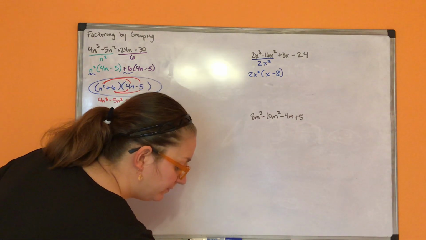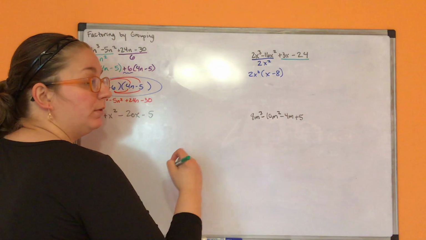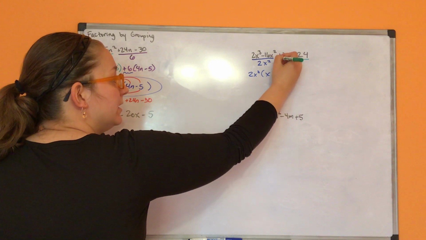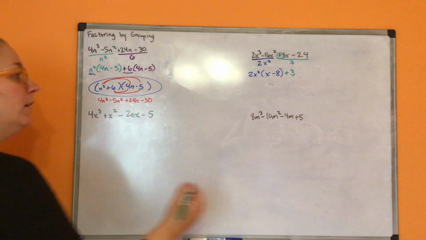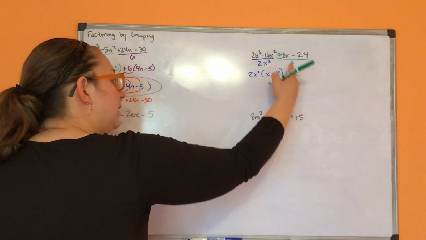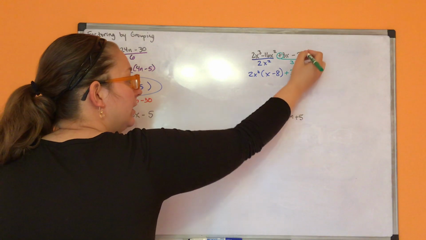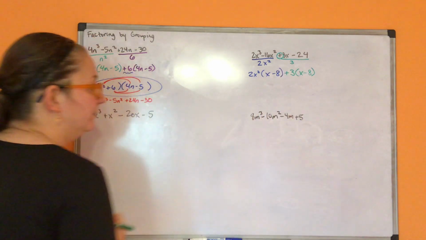Second half, out of 3 and negative 24, the biggest number I can divide both of those by is 3. And since it's a plus sign here, it's going to be a positive 3. Dividing each term by 3, 3x divided by 3 is 1x or x. Negative 24 divided by 3 is negative 8.